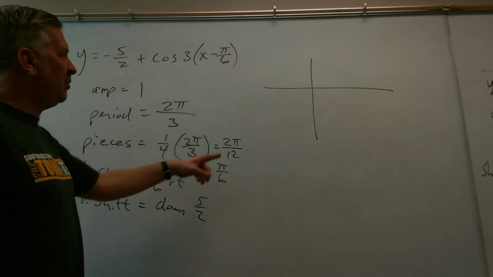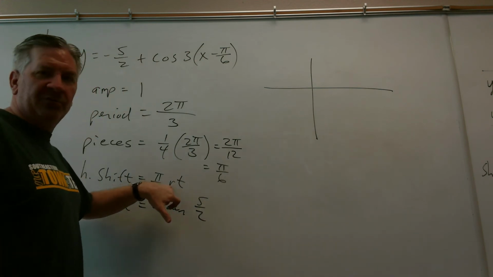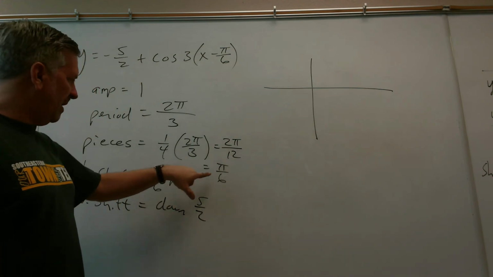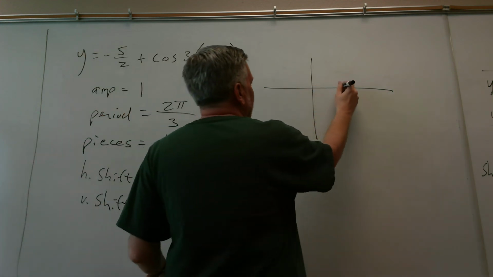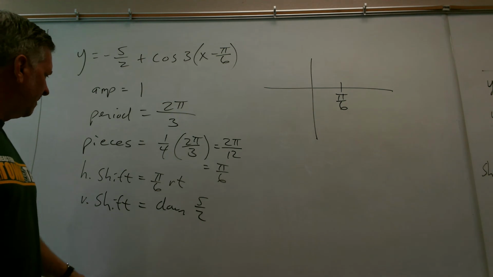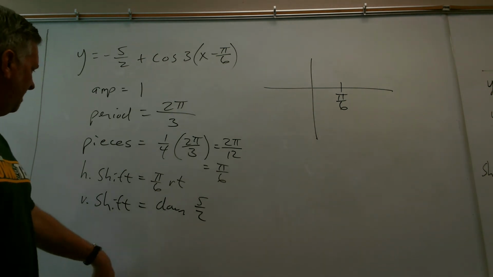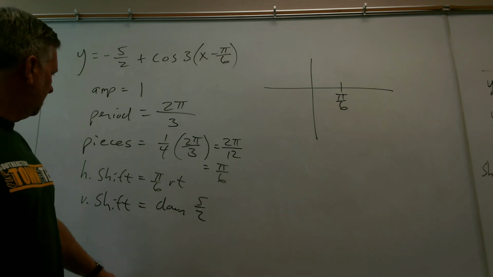We normally start building from 0, but we have a horizontal shift, which is pi/6 to the right. And that's the same as the pieces, so I need to move pi/6 to the right. Just leave a little bit of room. And now from there, we're going to add or subtract our pieces, and my pieces are pi/6.